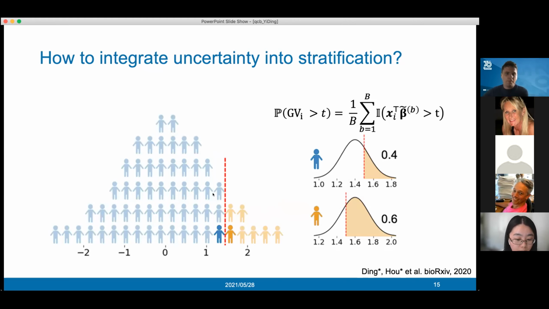So here, instead of this binary classification of low risk and high risk, we propose a probabilistic stratification score, which will reflect the probability of a genetic value to be larger than a certain threshold, which can be calculated as a proportion of posterior PRS samples that are larger than the threshold. For example, this blue individual may have a 40% chance that his genetic value will be larger than threshold. And for this yellow individual, there might be 60%.